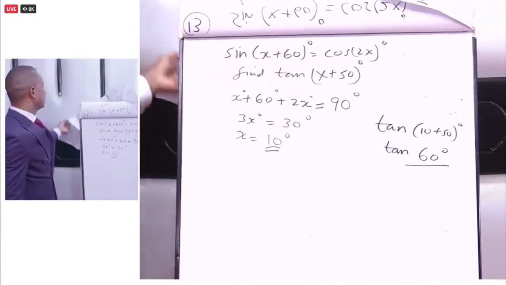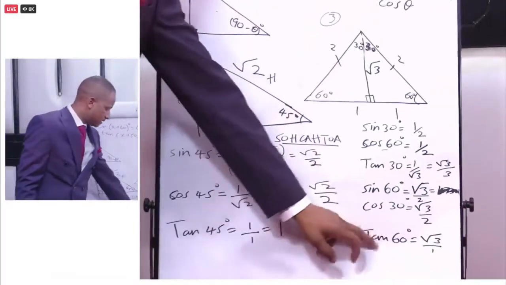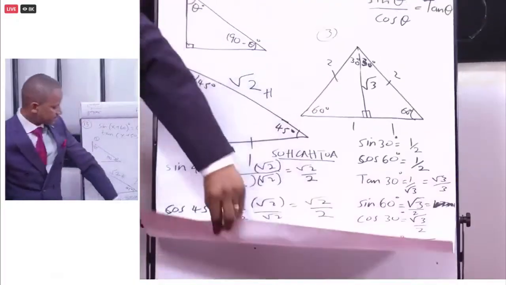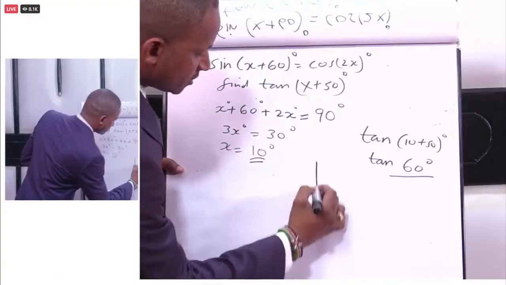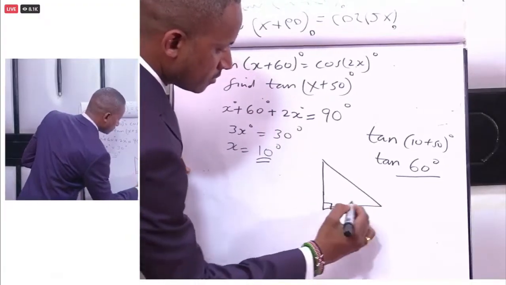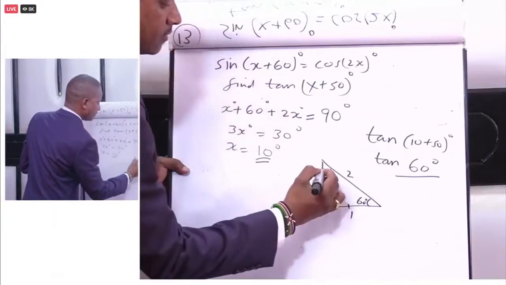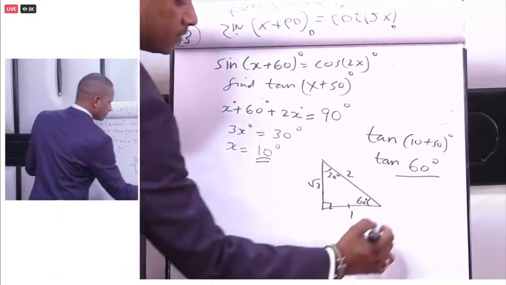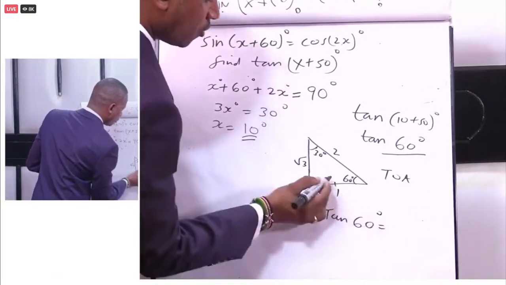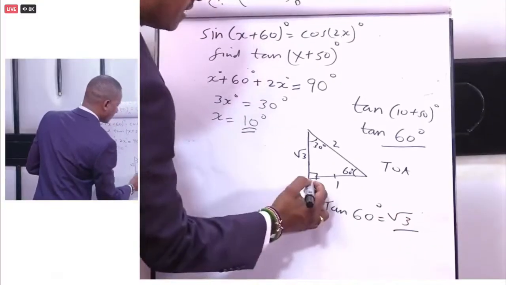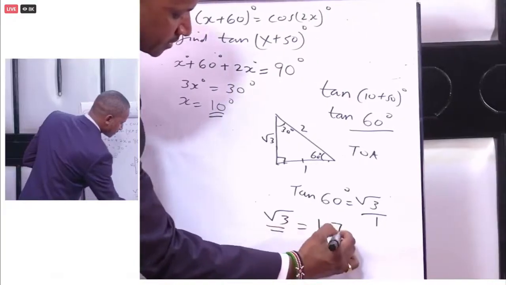Tan 60 degrees, from our identity triangle, tan 60 degrees is root 3. So tan 60 degrees, if you draw this triangle, this is 60 degrees, this is root 3, 2, 1. This is 30 degrees. So SOHCAHTOA. Tan 60 degrees equals opposite, which is root 3, over adjacent, which is 1. So the answer we have is root 3, which is equal to 1.7321.